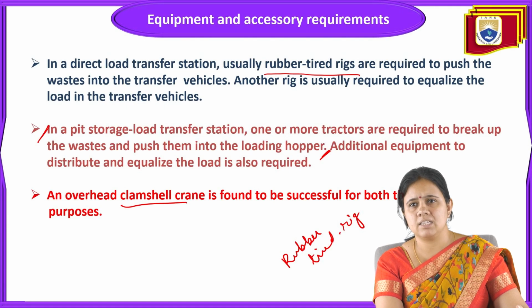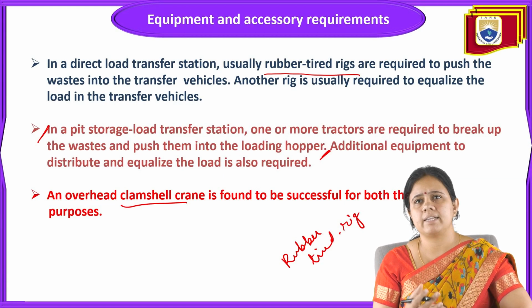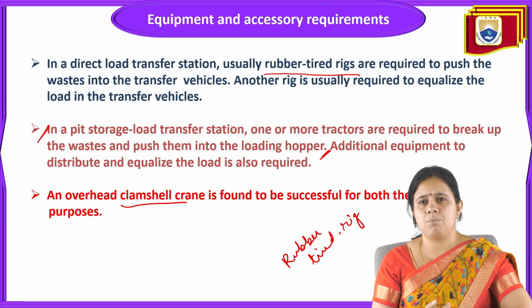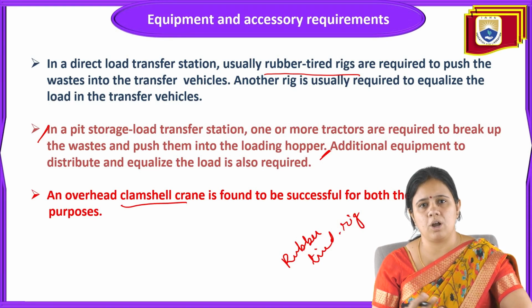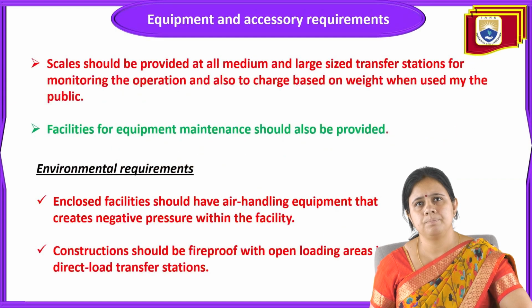So this crane is required, and some rubber tired rigs are required. At a storage station site, one or more tractors are required. These are the important equipment and accessory requirements at the transfer station site: the rubber tired rigs, the tractors, and the clamshell cranes. These are important for conducting the whole operation.